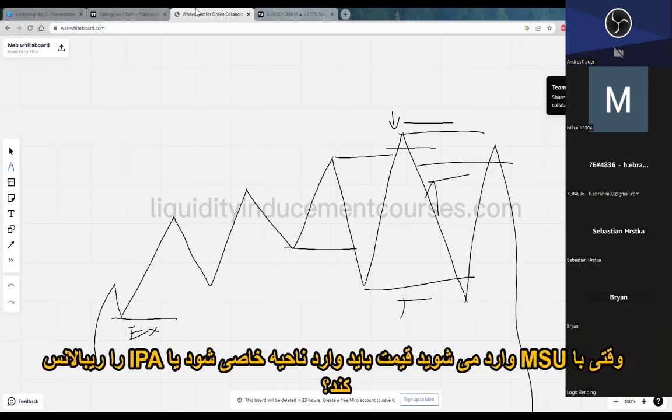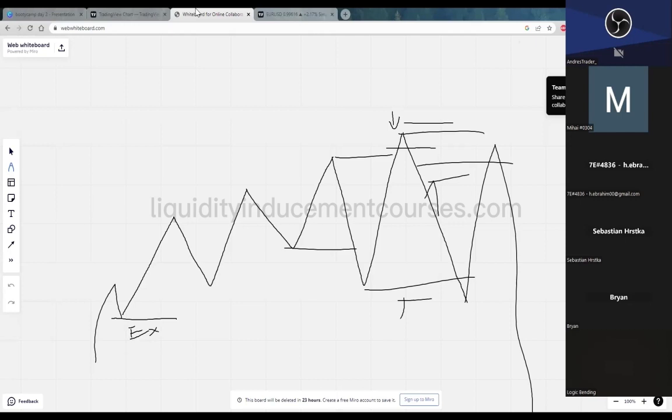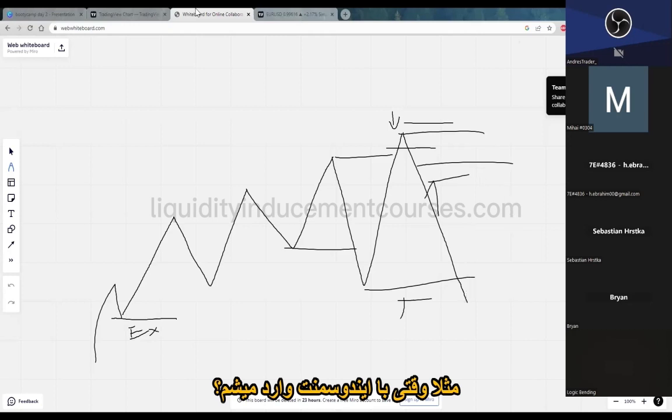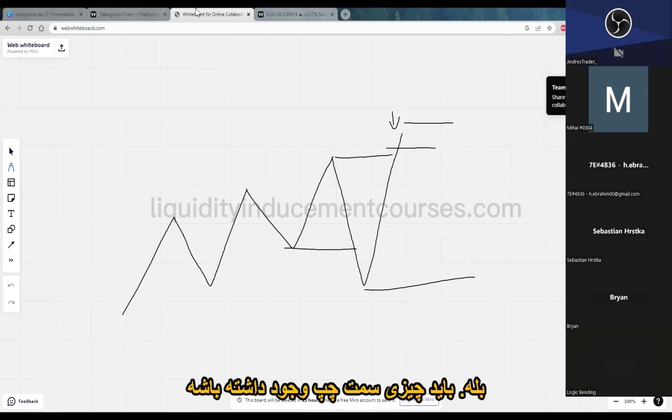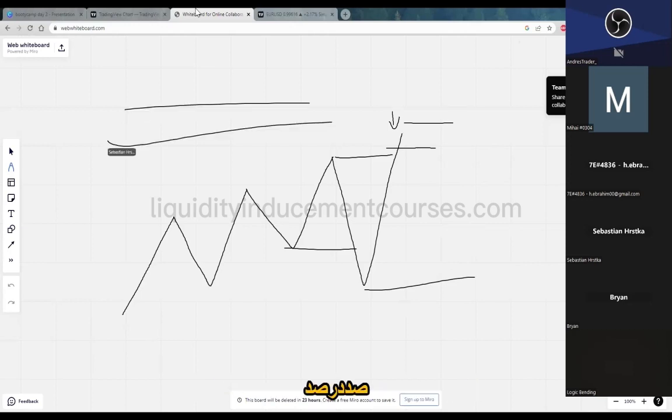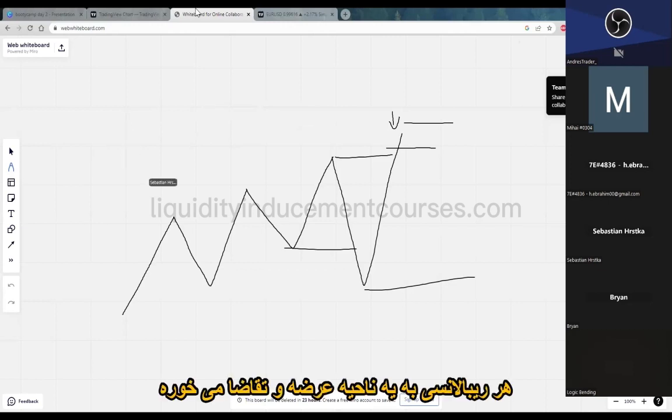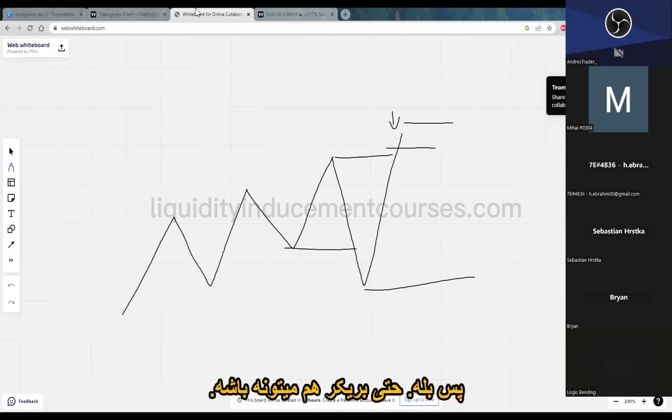When you enter after MSU, do you want price to tap into something or rebalance? Like when I enter on the inducement? Yes, there must be something from the left, 100%. It can be a POI, a supply level or demand level. Rebalancing is simply tapping into supply and demand. Or even a breaker, that's totally fine as well.